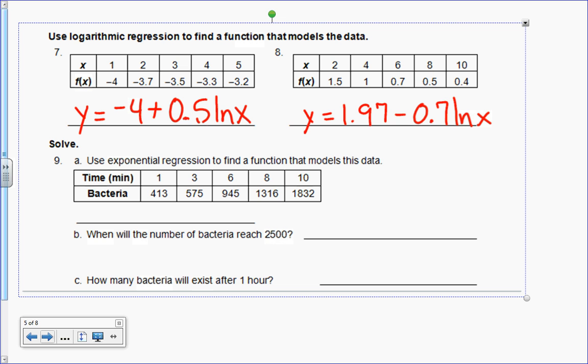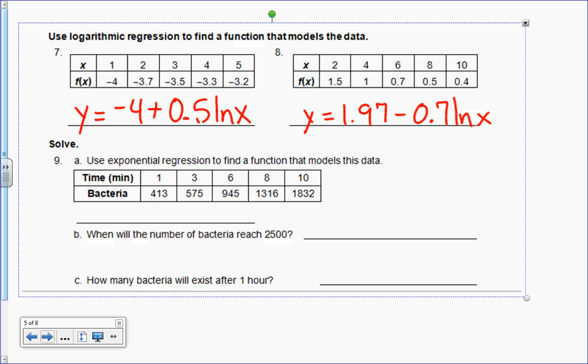All right, number 9. Number 9 says use exponential regression. So again, stat enter. It ought to be becoming second nature. Put 1, 3, 6, 8, 10 in for the x's. And put your bacteria number in for the y's. 413, 575, 945, 1316, 1832. Okay, then go stat, go over to calc, and we're going to exponential regression because that's what it tells us. That's done at 0, hit enter, go down to calc, hit enter.